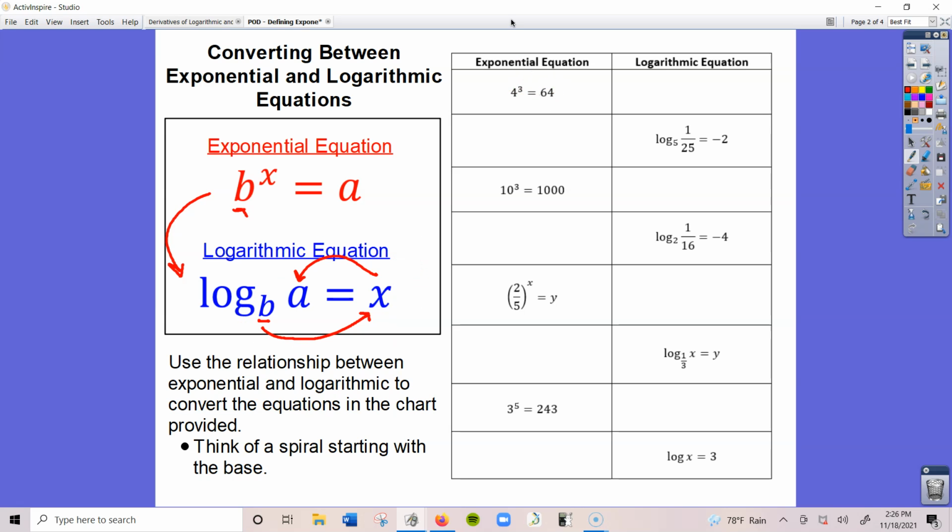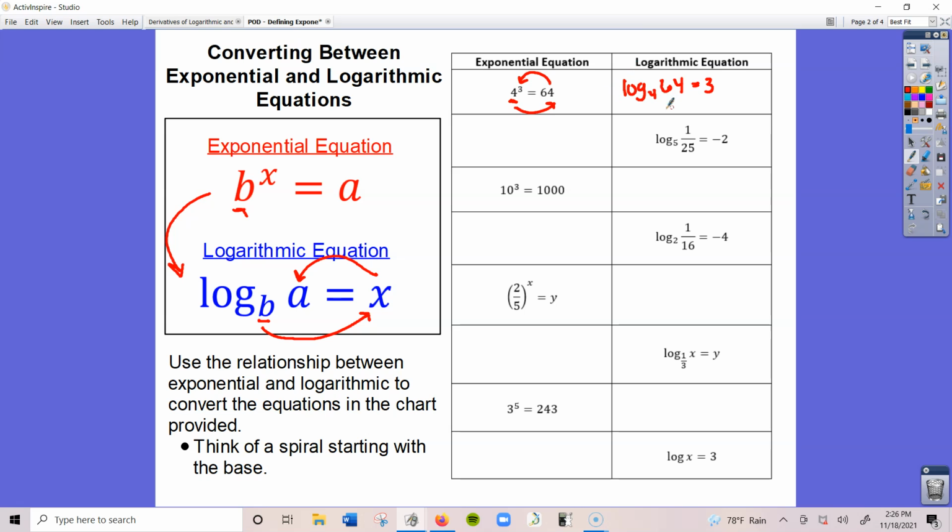So for example, if I have here the exponential equation 4 to the third is equal to 64, then I would write this as log, now my base is 4, so that's the little number here, of 64 is equal to 3.